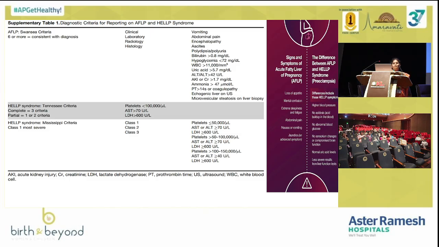So if you see the 14 features in the Swansea criteria, almost 5-6 factors are common for HELLP also. That is why most of the time AFLP, HELLP or severe preeclampsia is very, very difficult to differentiate, and most of the time they can coexist also. So based on this we can have a probable diagnosis, and then the treatment is almost similar for all the 3 conditions.